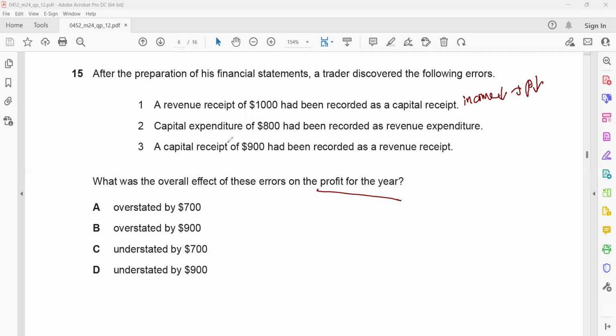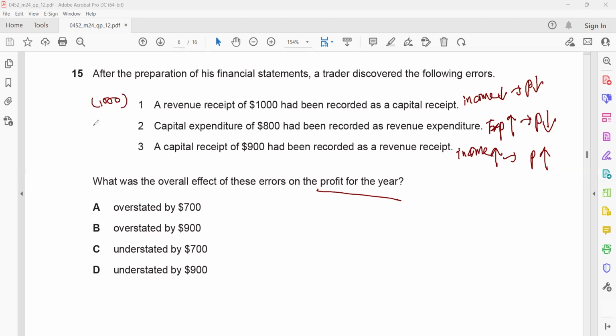Capital expenditure has been recorded as revenue expenditure. So this one, expenses are overstated, profit is understated. Next, a capital receipt has been recorded as a revenue receipt. So this one, income is overstated. When income is overstated, profit is also overstated.